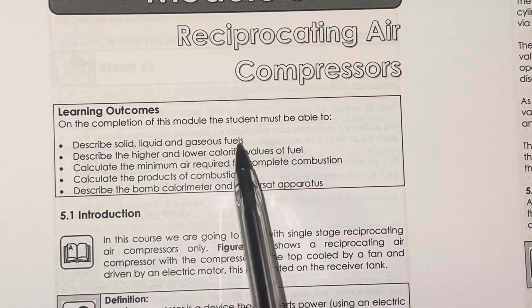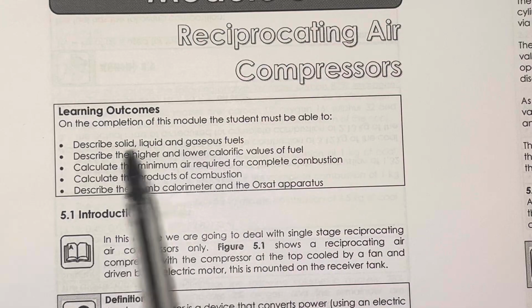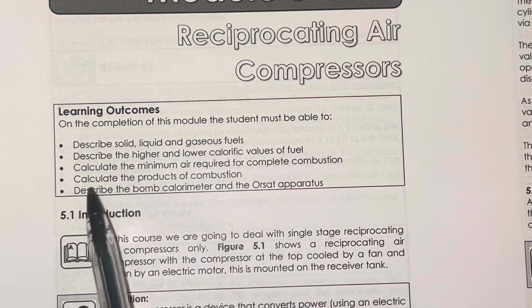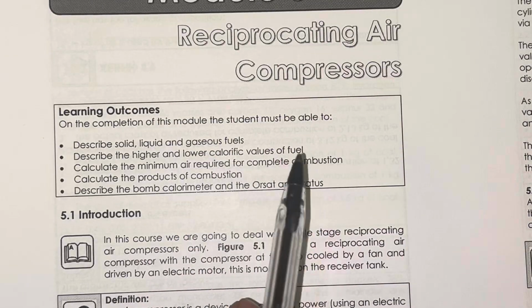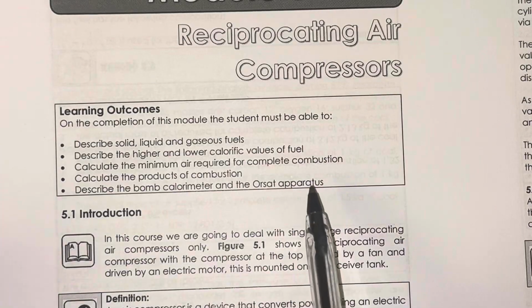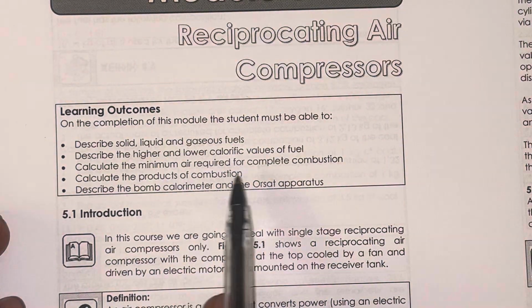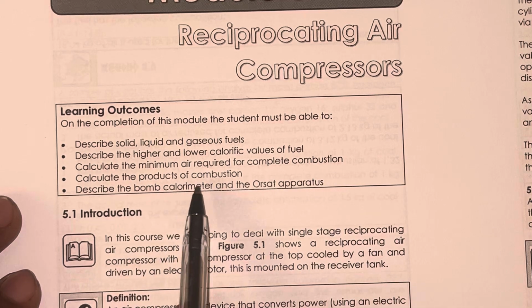On completion of this module, the student must be able to describe solid, liquid, and gaseous fuels. Also describe the higher and lower calorific values of fuel. Also calculate the minimum air required for complete combustion. Also calculate the products of combustion.